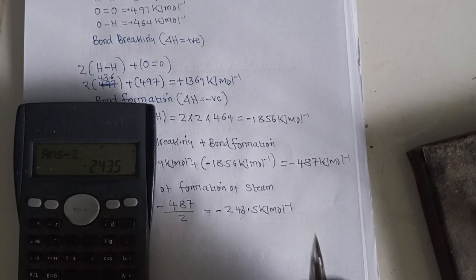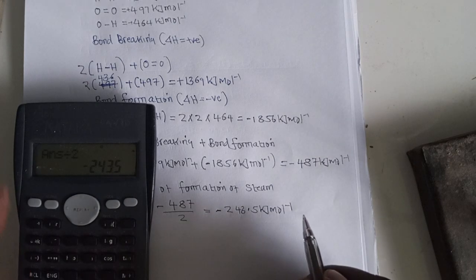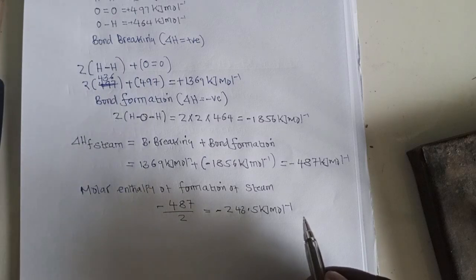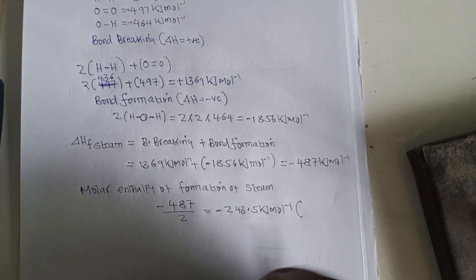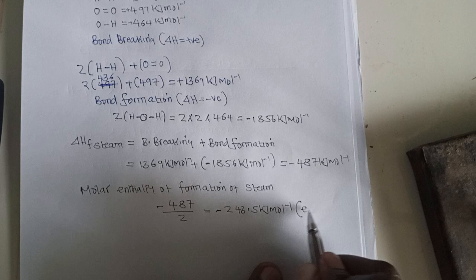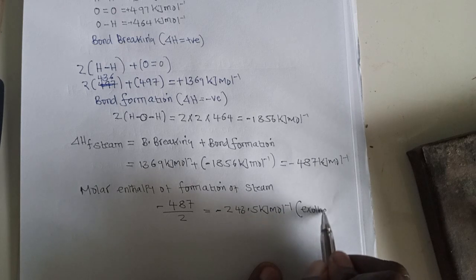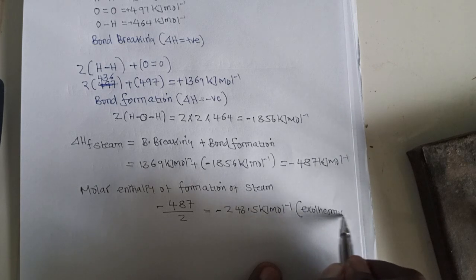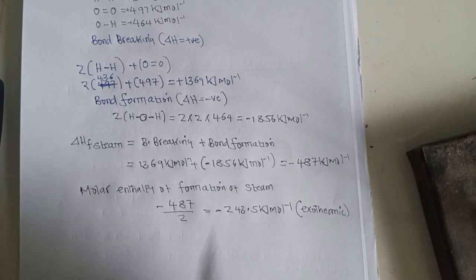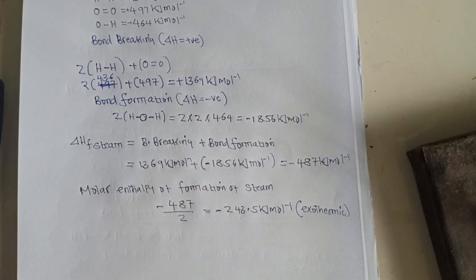kilojoules per mole. Sometimes you will be asked what is the type of the reaction. From the negative value here, the reaction is exothermic. When you get a positive, the reaction is endothermic.